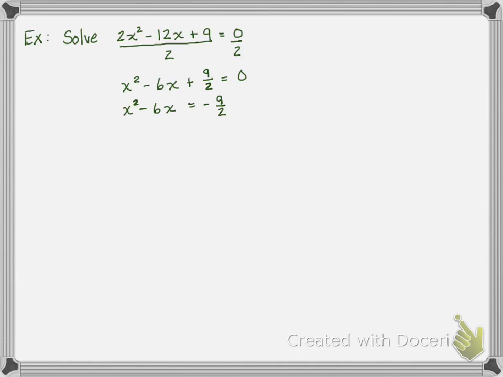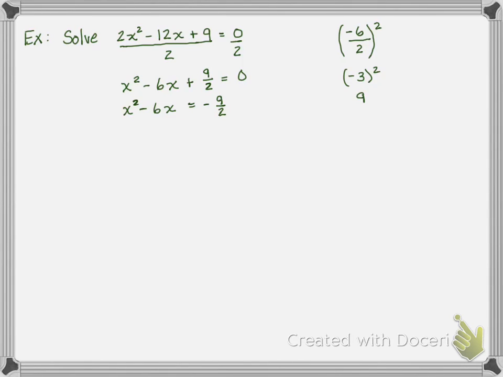I would split 6x, so it's 3x, and you would have 2x. So b is negative 6. We divide it by 2 and square it. So negative 3 squared is 9.